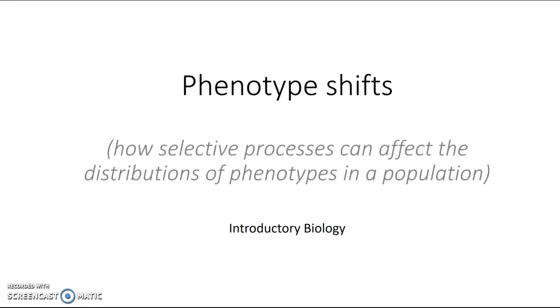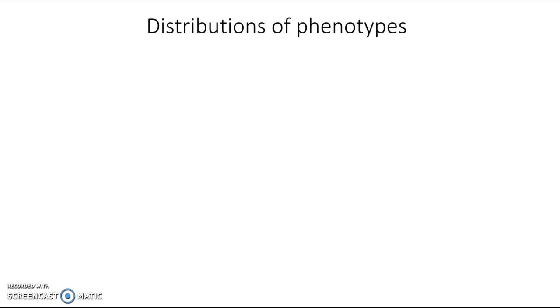Hi everyone! This video is about phenotype shifts, or rather, how selective processes, such as natural selection, artificial selection, or sexual selection, can affect the distributions of phenotypes in a population. In class, we've been looking at changes in allele frequencies, so now we're going to scale that up to see how those changes can affect actual phenotypes. Let's start by looking at a typical distribution of phenotypes for any given trait in a population.